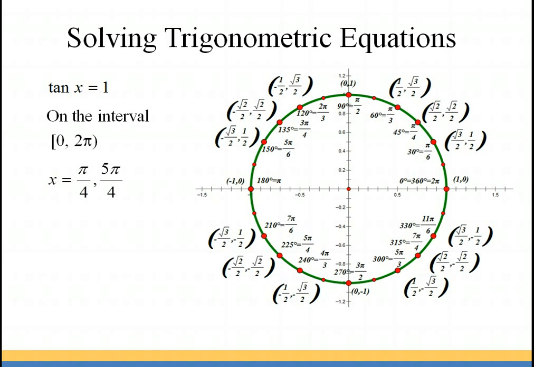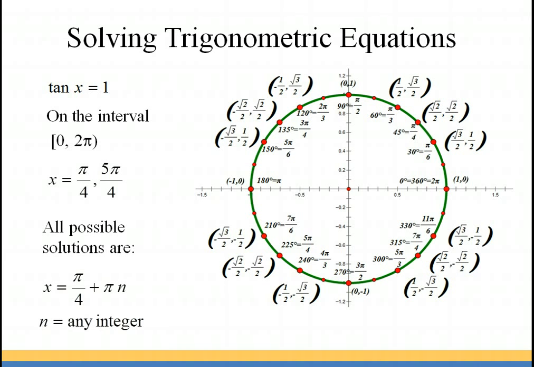Now we want to generalize those solutions and get all their coterminal angles. So if you look at the distance between pi over 4 and 5 pi over 4, you would be going pi units. Then if you go another pi units, you're going to get back to pi over 4, or the coterminal angle to pi over 4. So in this case, all we have to do is add pi n to our pi over 4, and it's going to give us all possible solutions for the tan of x equals 1.